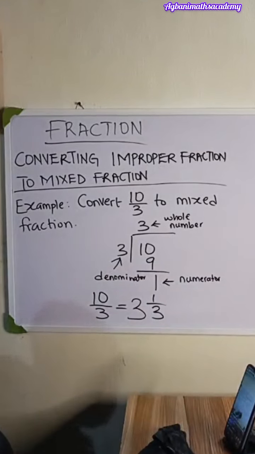So 6 times 7, 42. Now we are going to do 42 plus 5, which gives us 47. So we have 47 all over 6. Okay.